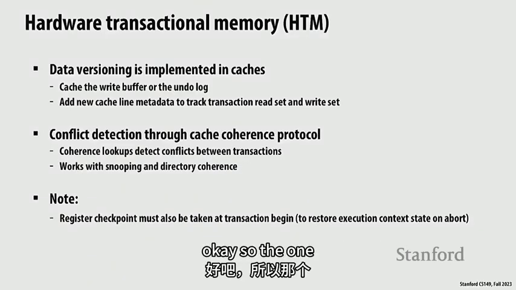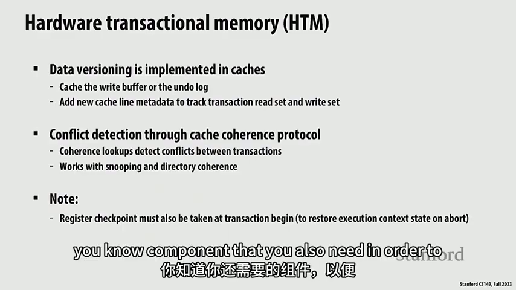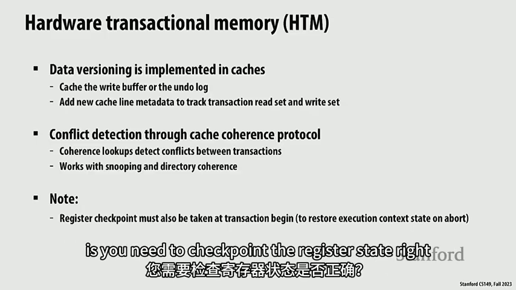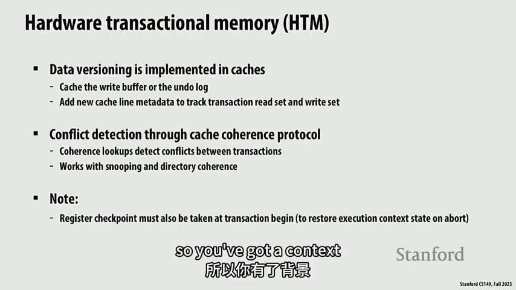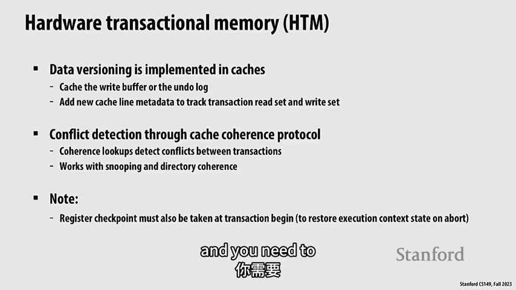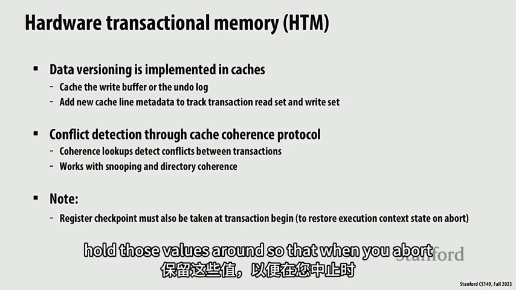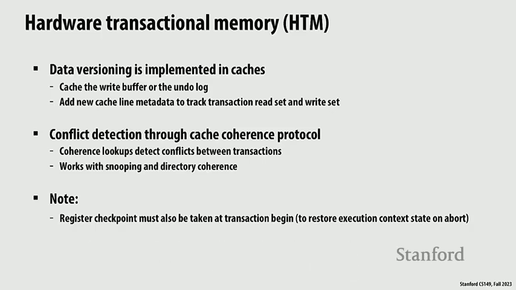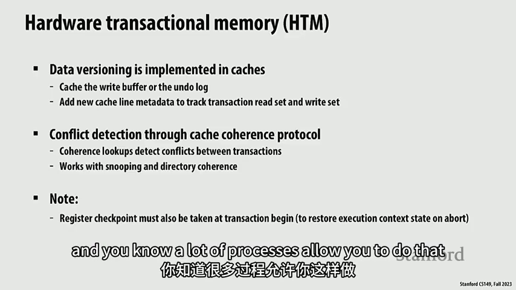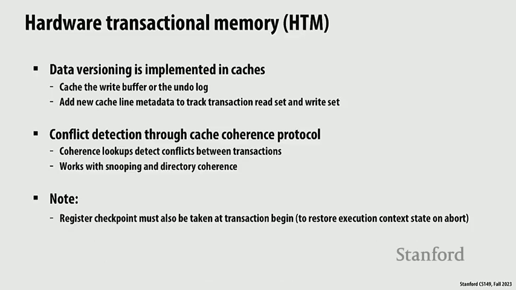Okay, so the one component that you also need in order to take a checkpoint so that you can come back and abort is you need to checkpoint the register state, right? So you've got a context associated with the register contents of the processor, and you need to hold those values around so that when you abort, you can come back and get to the same state. So you need to checkpoint those away somehow, and a lot of processors allow you to do that.